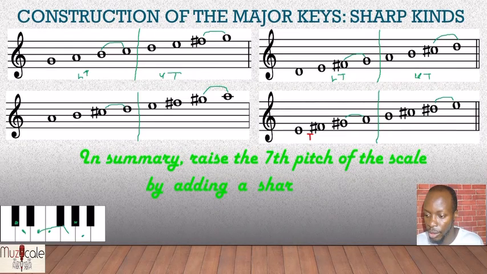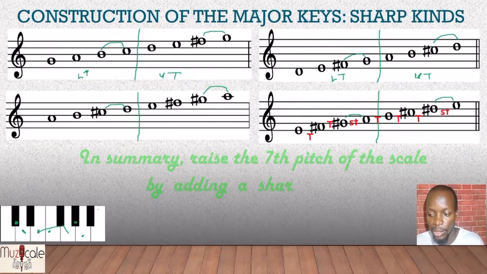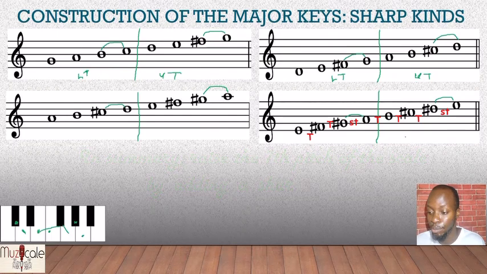Now let's check if our tone and semitone pattern is correct. So we have a tone here, a tone here, a semitone here, a tone here, a tone here, a tone here, and from D sharp to E is a semitone. So in the scale of E major, we have sharps on these notes. The upper tetrachord is now the beginning of a new scale. So the new scale will now be B.